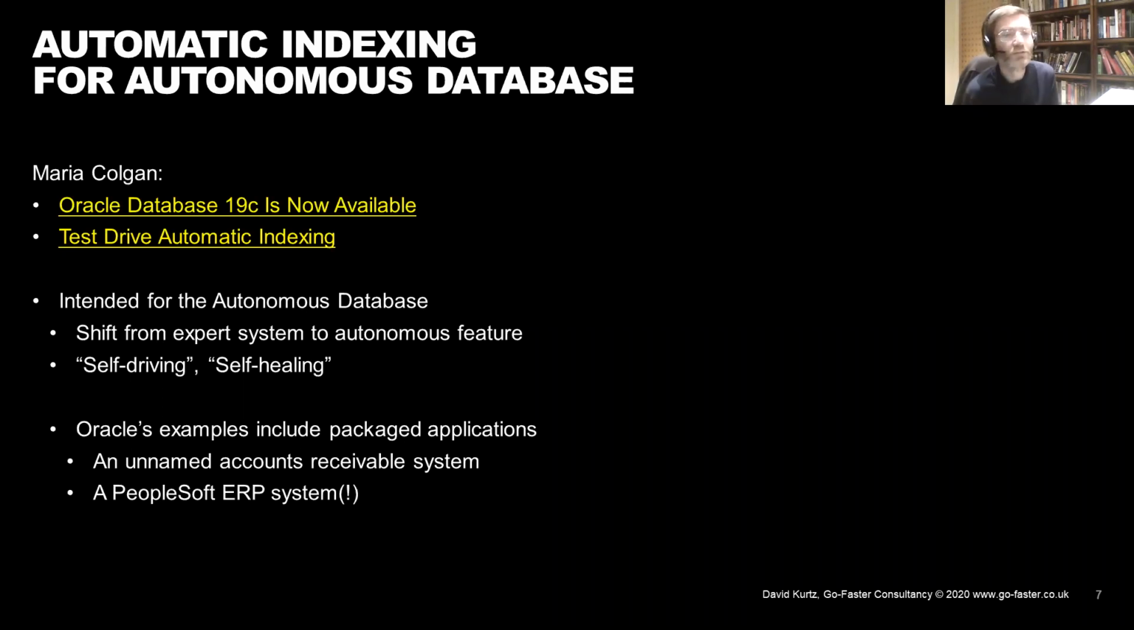If you look at those presentations, it's quite interesting because they seem to show examples of packaged applications. There's an unnamed accounts receivable system where they give examples of automatic indexing changing some indexes. And there's definitely an example based upon a PeopleSoft ERP system. I was quite surprised by that, because to make an index change in PeopleSoft is an application customization that has to be done through the application dev tool. So it's quite interesting that they suggest that you could let this feature off the leash on something as complicated as an ERP system.